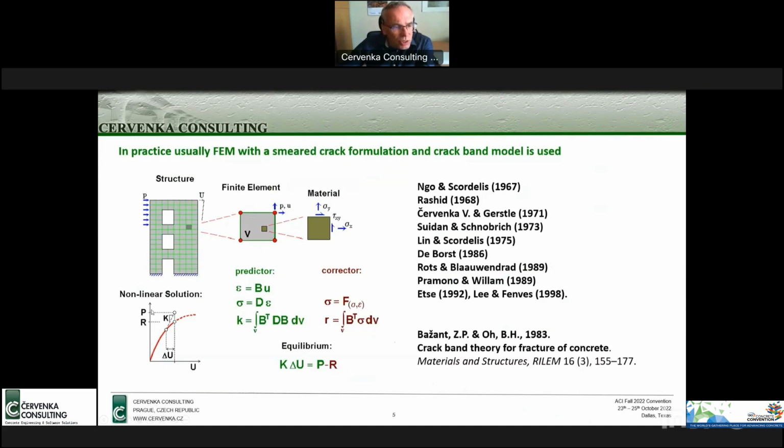How such an analysis proceeds is shown on this graph at the bottom left. So in such an analysis, we typically have to load by steps. And in each step, we always have two stages, kind of a predictor where we assume elastic behavior, and a corrector, which brings our result back to the true or more realistic response. So this is also shown in these mathematical formulas here in the middle. And all this development goes back quite a long time to the work of Ngo and Scordelis, Rashid, Cervenka, and so on. For the nonlinear behavior, currently we are using the crack band theory, which was first proposed by Bažant et al. in 1983.